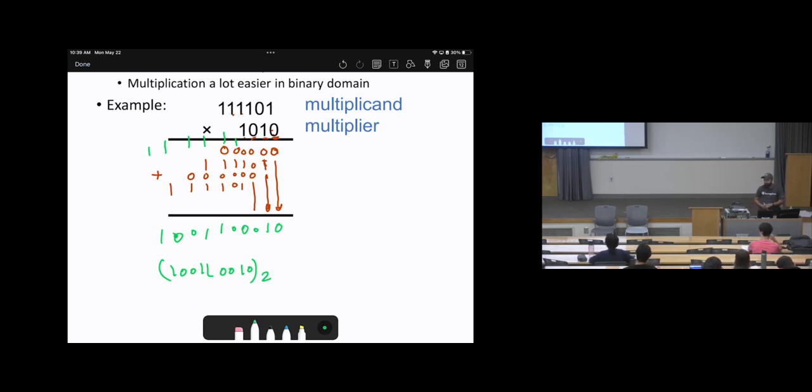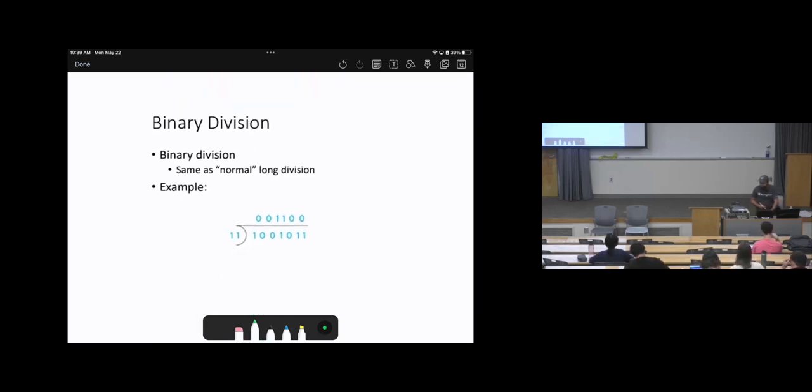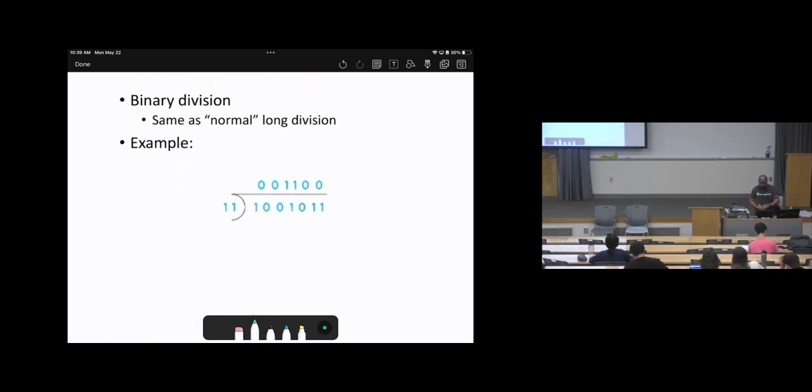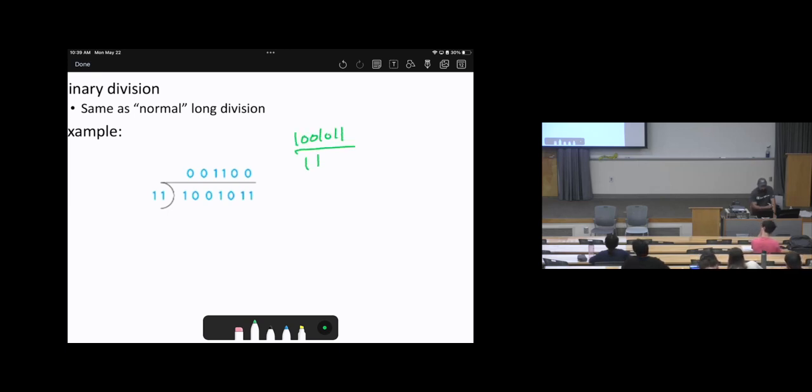Now, how about the division? You know from back in school, the long division. So we need to apply the long division. How do we make this division? Let me rewrite this number here. We need to divide 1, 0, 0, 1, 0, 1, 1 by 11.